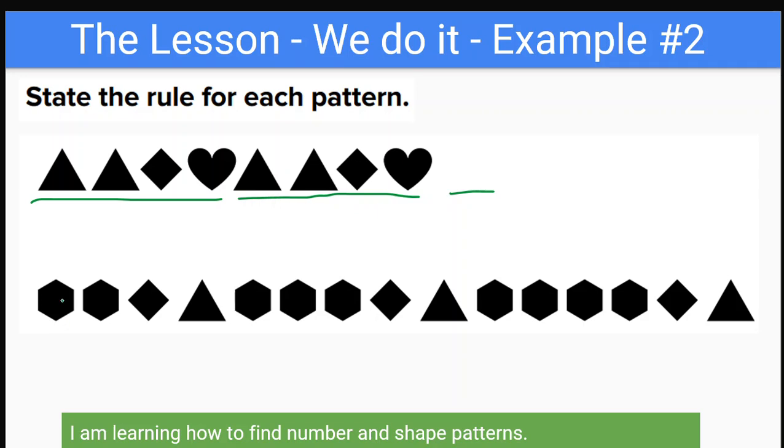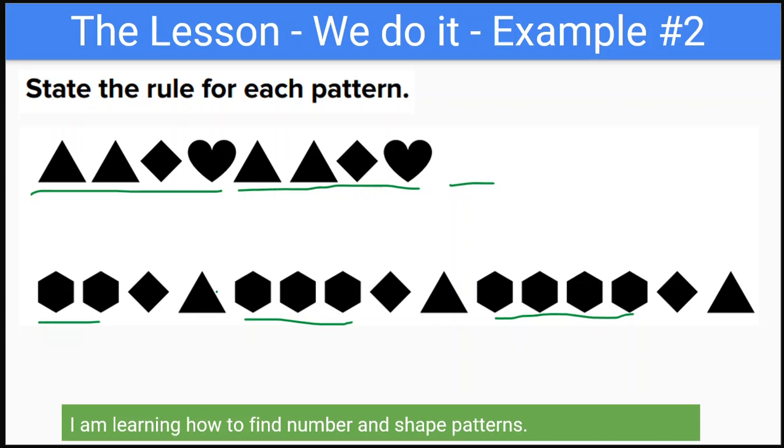State the rule for this one right here. Okay, it looks like we have a hexagon, a square, a triangle. Hexagon, hexagon, hexagon, square, triangle. Hexagon, hexagon, hexagon, hexagon, square, triangle. So here we had 2 hexagons, here we had 3 hexagons, here we had 4 hexagons. What's going to come after this triangle right here? Right, 5 hexagons, right? So you just want to figure out what the pattern is. It helps to say it out loud as you're doing it. Kids, you're learning how to find number and shape patterns.